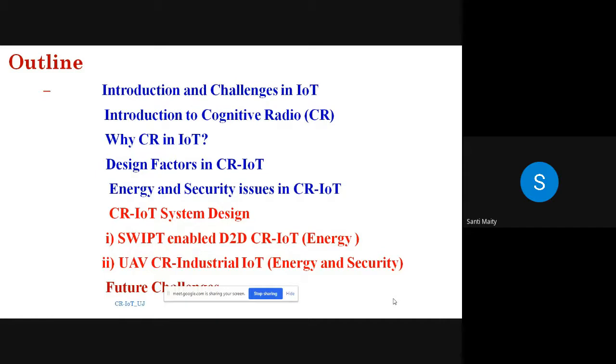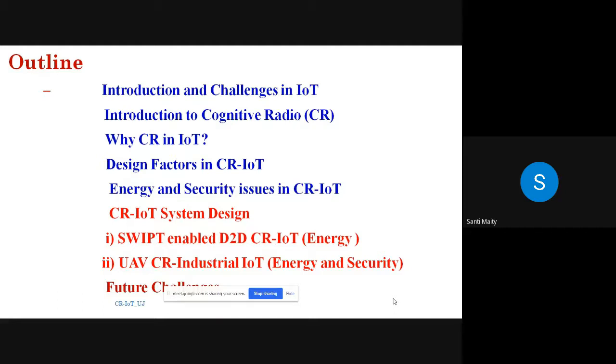So CR-IoT: why CR in IoT, and why CR is a potential candidate for enabling IoT technology. Then what are the design factors if CR is used for IoT? So that I will discuss. Then I will talk about two issues, which are energy and security. I was going through the different lectures and schedules, and there were security aspects by means of blockchain and others, but I'm not going to that perspective. But in the framework of CR-IoT system design, I'll talk about the issue of eavesdropping and jamming, and I will be talking in the framework of physical layer security.